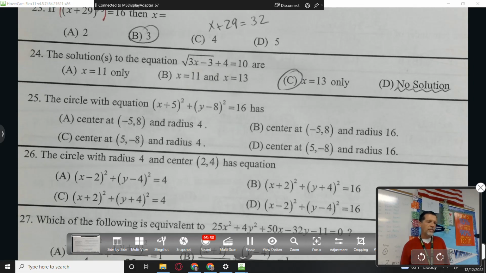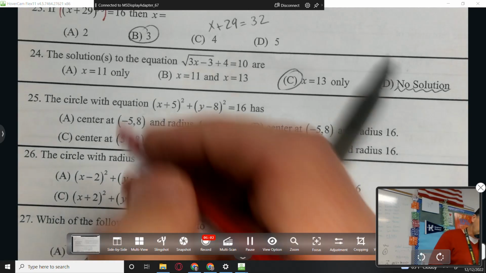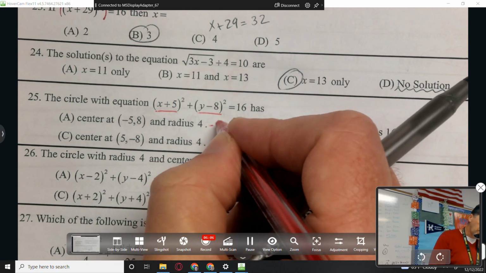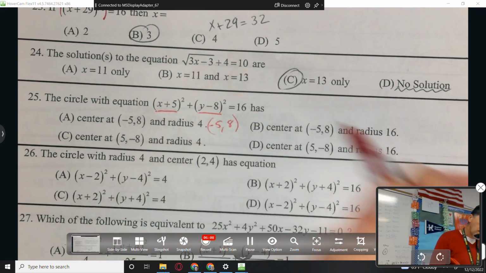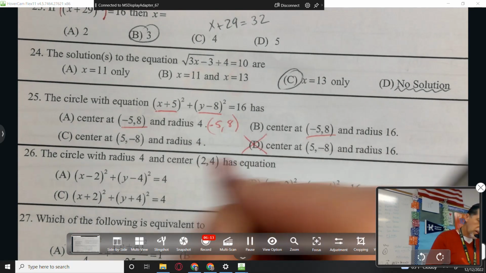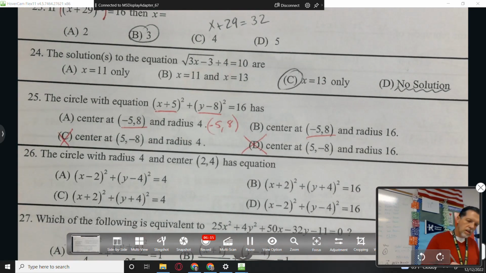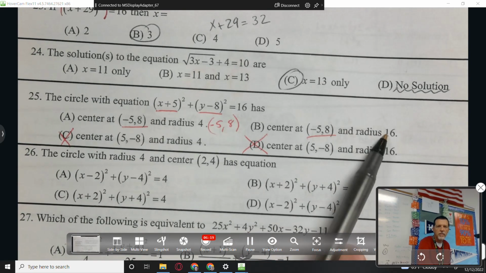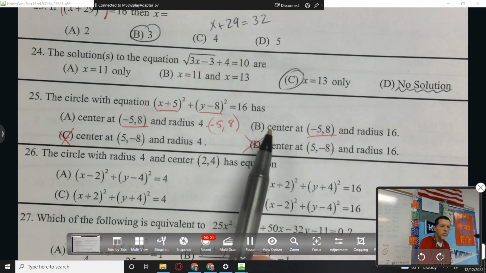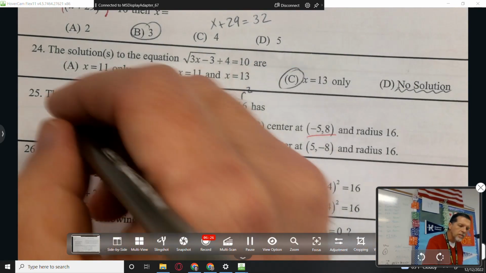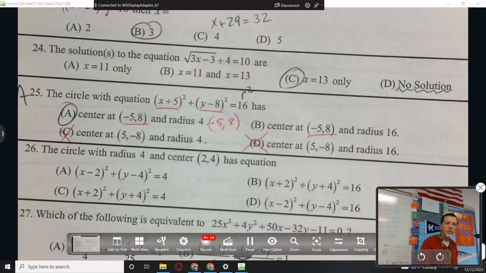Number 25. Oh, that should be an easy one. Let's see, the center. We changed the signs, so negative 5, comma 8. Negative 5, 8. Oh, but is 16 the radius, or is 4 the radius? 4, because that's r squared over there. So we want a radius of 4, so that would be answer choice A.